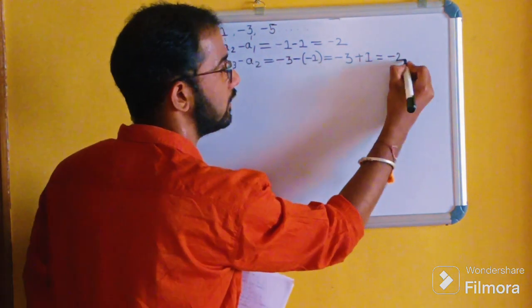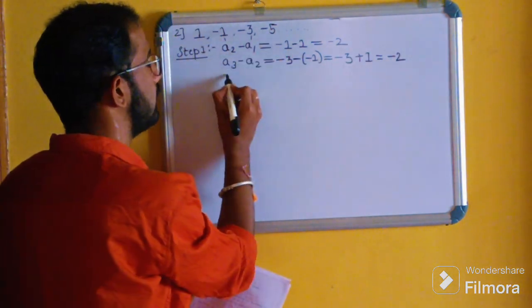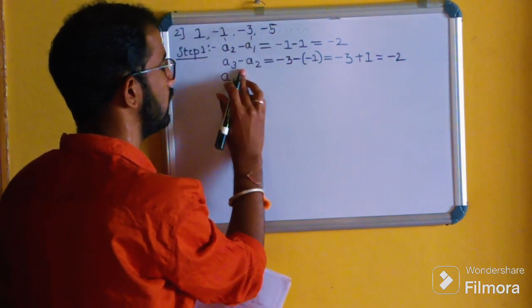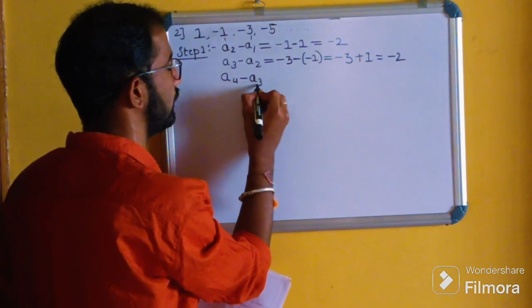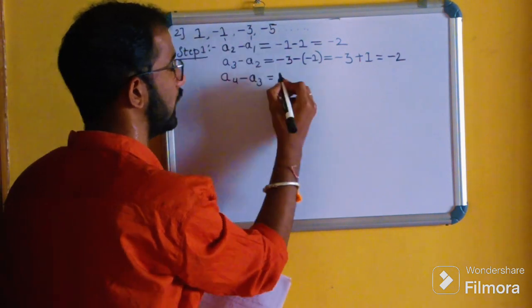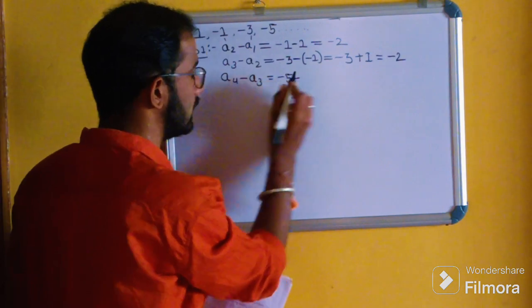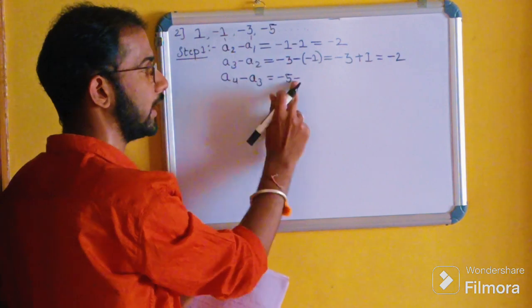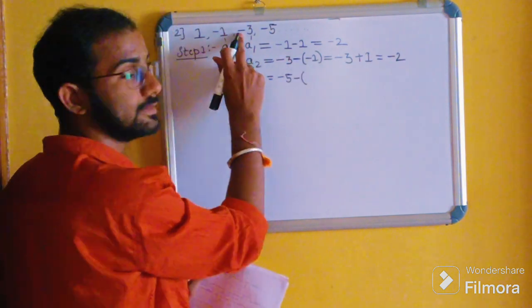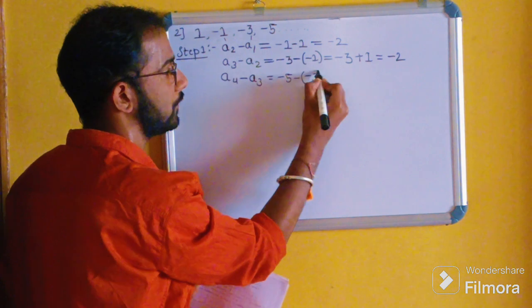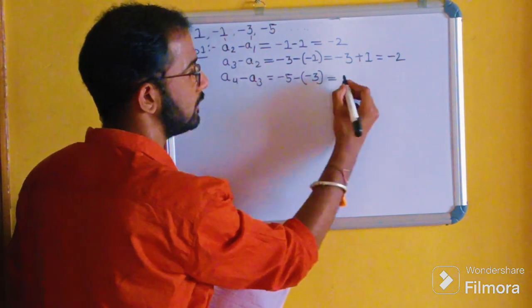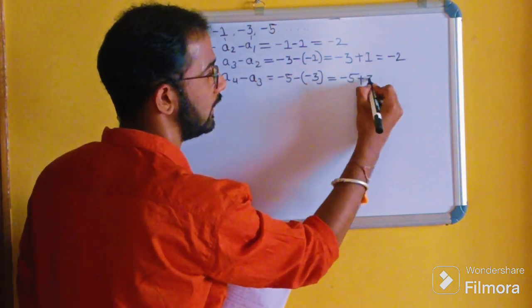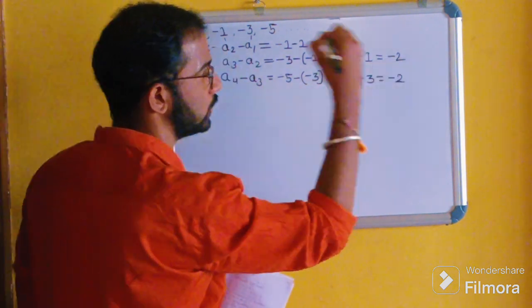Then the last difference is a4 minus a3. What is a4? It is -5, and a3 is -3. -5 as it is, minus into minus is plus, so -5 plus 3 is also -2. So see here, the difference is fixed, that is constant, in this sequence. Hence the list of numbers is an arithmetic progression.